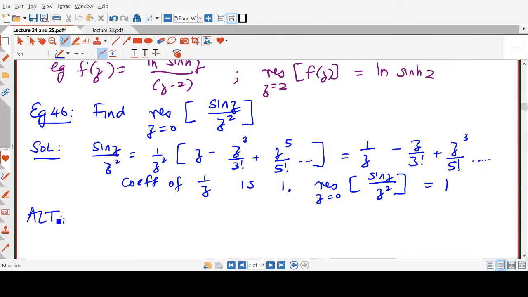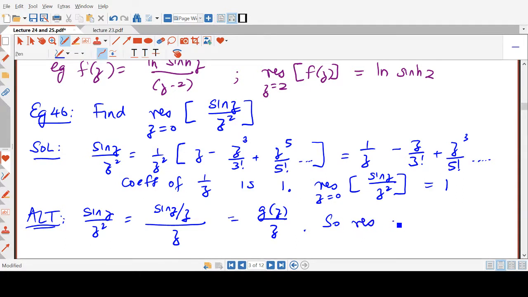Alternative approach on the book. Sine z over z squared can be massaged as sine z over z, all upon z. So it's like g of z over z. You see, I made it look like the theorem, g of z over z. So I should actually put a 0 here, g of 0. So the residue should be equal to g of 0.